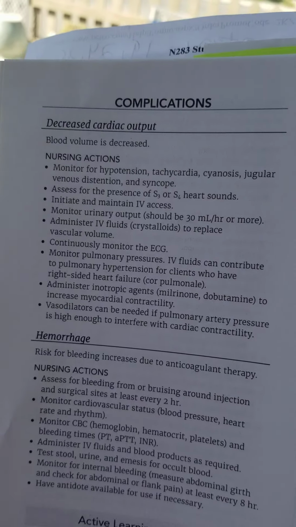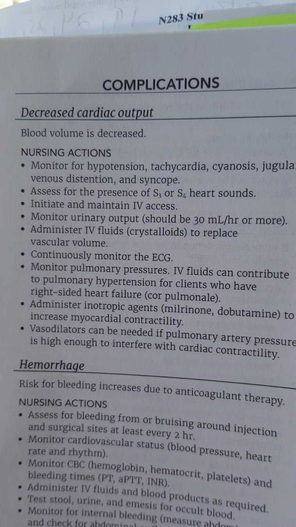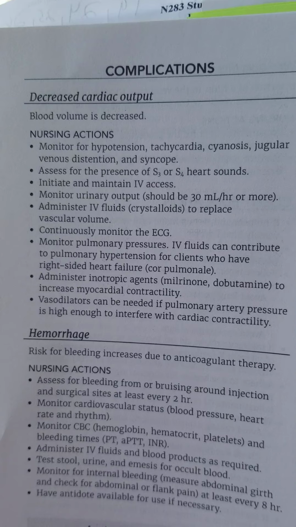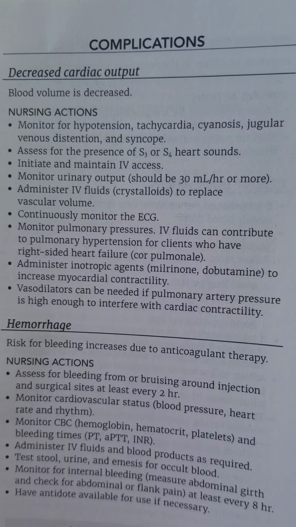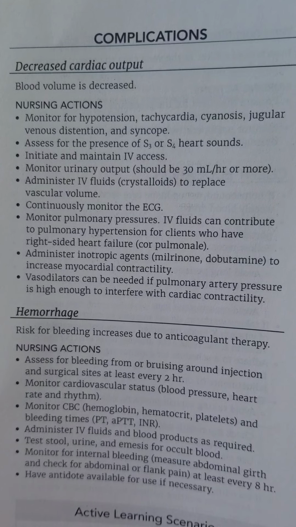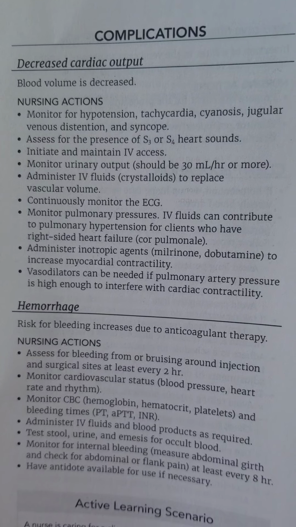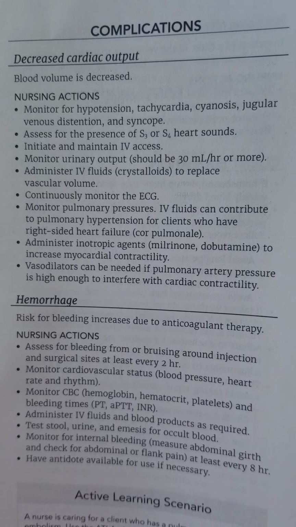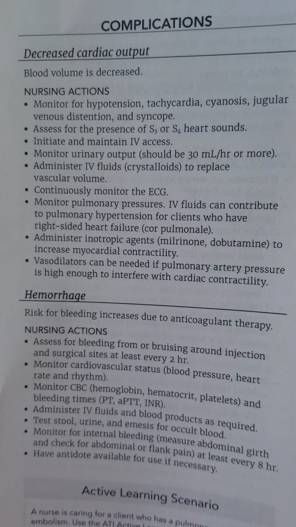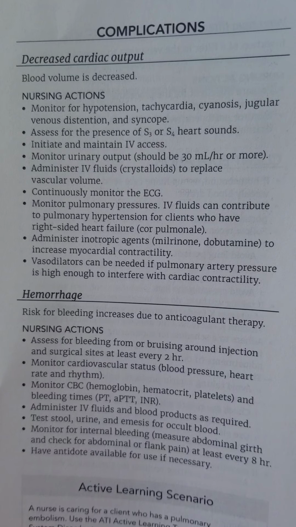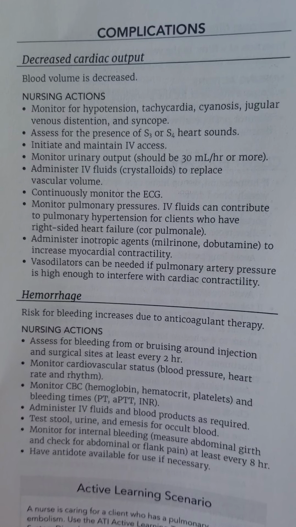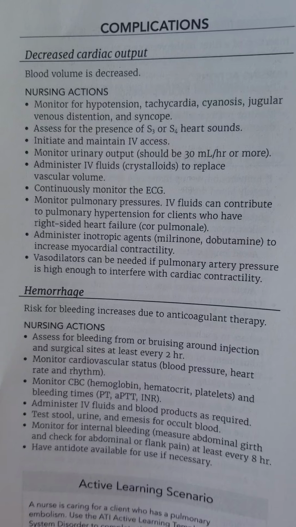Complications of PE would be decreased cardiac output. Blood volume is decreased. Nursing actions for this would be to monitor for hypotension, tachycardia, cyanosis, jugular venous distension (JVD), and syncope. Assess for the presence of S3 or S4 heart sounds, which are murmurs.